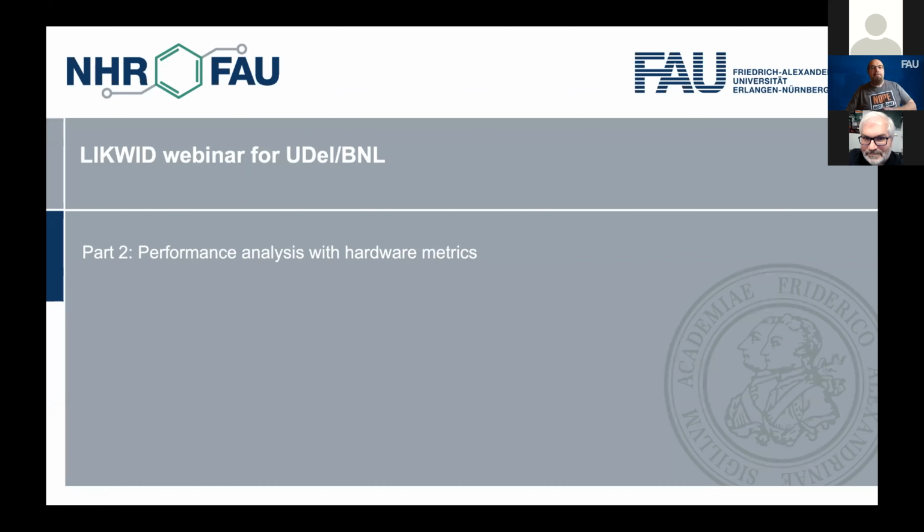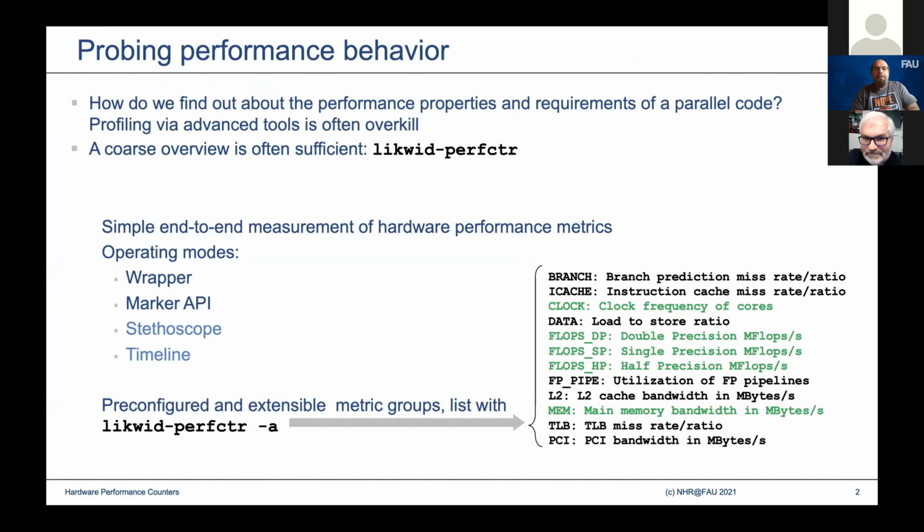The second part is about performance analysis with hardware metrics, hardware performance counters, or hardware performance events. For that, the LIKWID tool suite has the LIKWID-perfctr tool. It helps you to find out performance properties and resource usage of parallel and also serial code, of course.